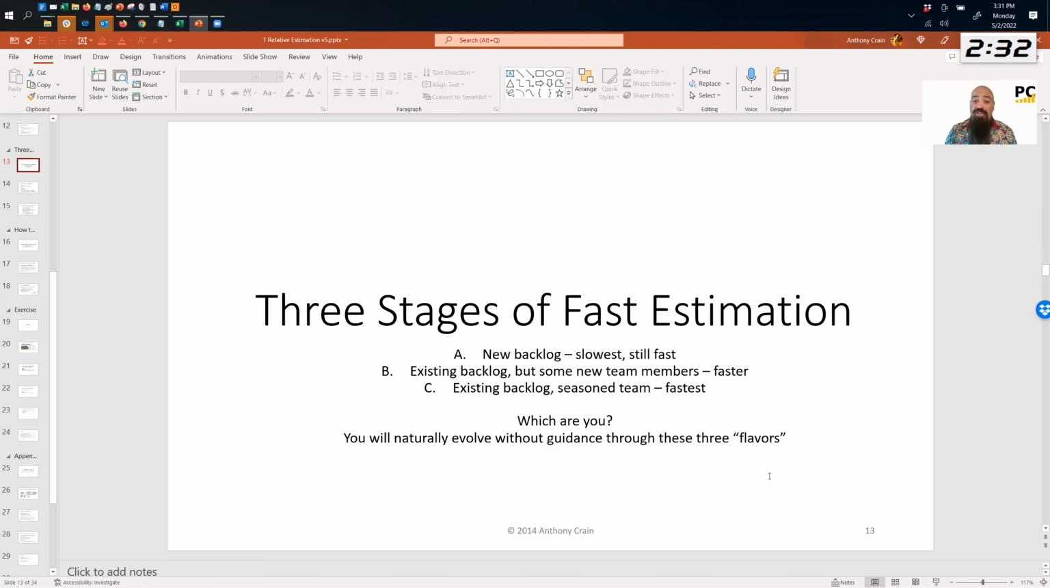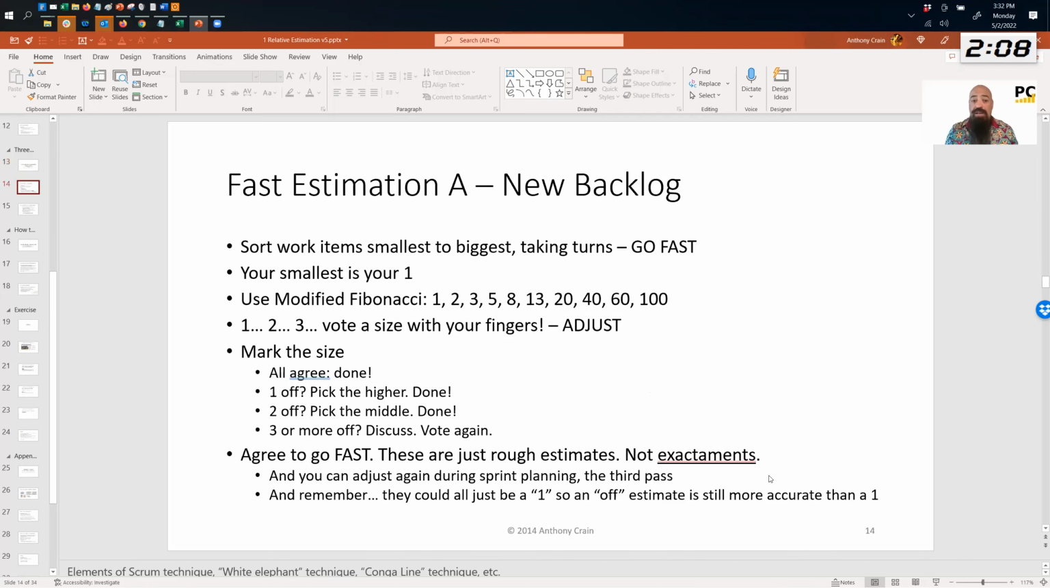Last thing I want to point out is that there are 3 stages of fast estimation. For a new backlog, it's going to be your slowest version of fast estimation, and yet it'll still be fast. If you have an existing backlog, but you have some new team members, remember that somebody's going to cause a dip, and it's going to be faster than a new backlog, but slower than a stable team. And finally, C, this is if you have an existing backlog and a stable seasoned team, that's when it's lightning fast. So what happens if you have a new backlog is that you have to sort everything, and then you have to figure out what your one is, and then everybody negotiates a lot more. So your new backlog, new team.